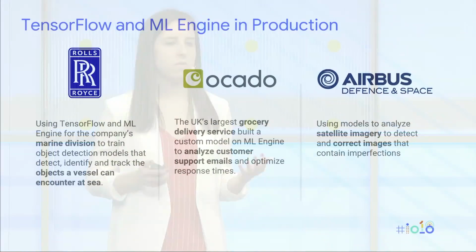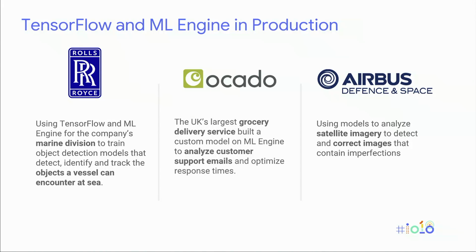I'm going to talk briefly about a few companies that are using TensorFlow and machine learning engine in production to build custom models. The first example is Rolls-Royce. They're using a custom TensorFlow model in their marine division to identify and track the objects that a vessel can encounter at sea.